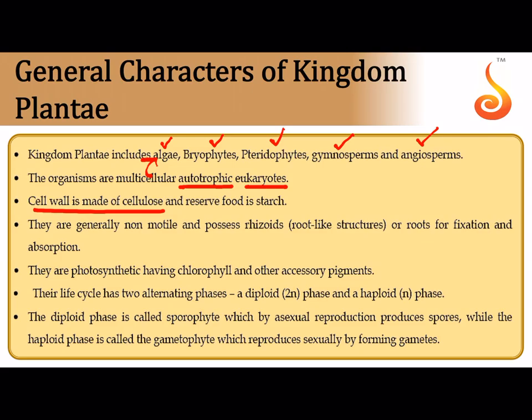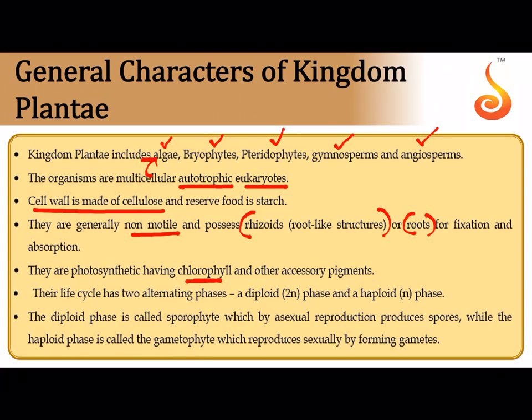They are generally non-motile. You know that most of the plants are fixed to the substratum. They are sedentary, and if you talk about some of the lower plants, they don't have true roots. They may have root-like rhizoids, or if you talk about higher plants like gymnosperms and angiosperms, including pteridophytes, because they have vasculature, they possess true roots for fixation and absorption. They are photosynthetic, having chlorophyll and accessory pigments.